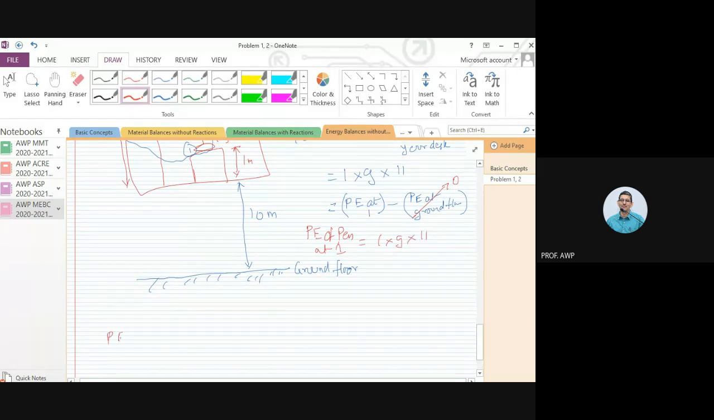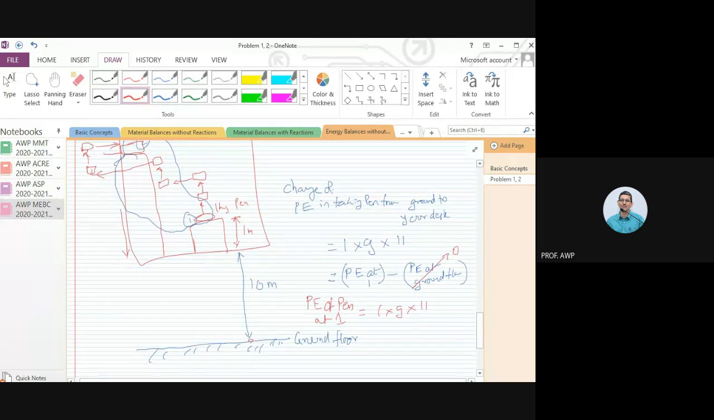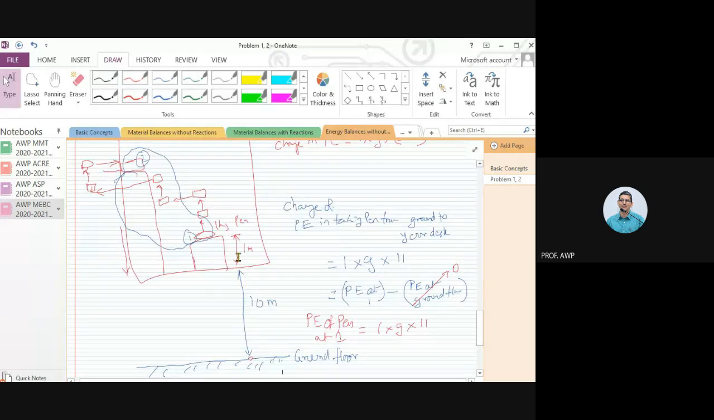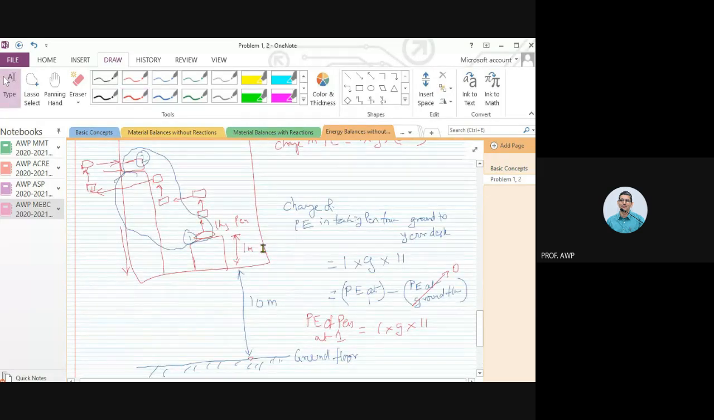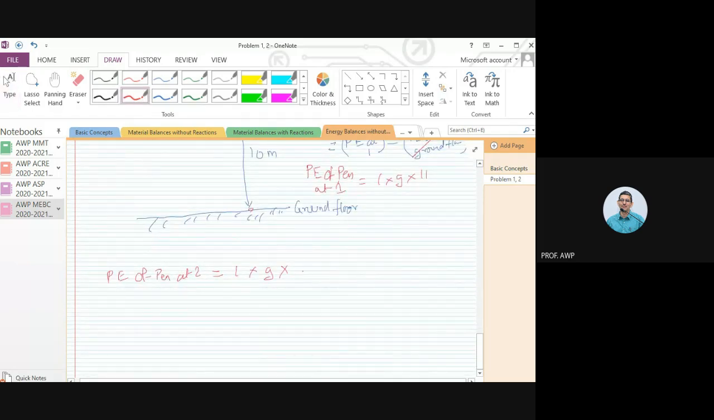Same way, what is the potential energy of the pen at location 2? It is the potential energy change in taking it from ground floor, 0 potential energy, to the potential energy at the top of the cupboard. It is 1 multiplied by g into height 10 plus whatever was the height. I think it was 3 meters. Right? 10 plus 3, 13 meters.